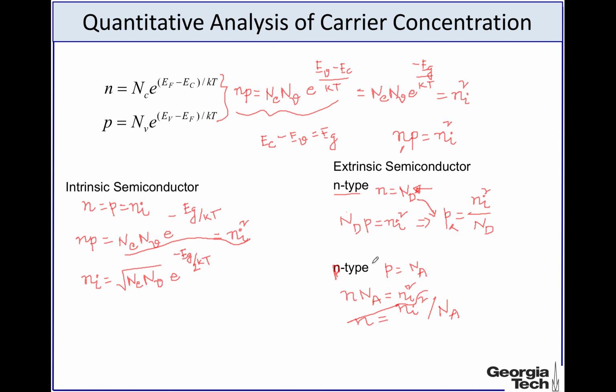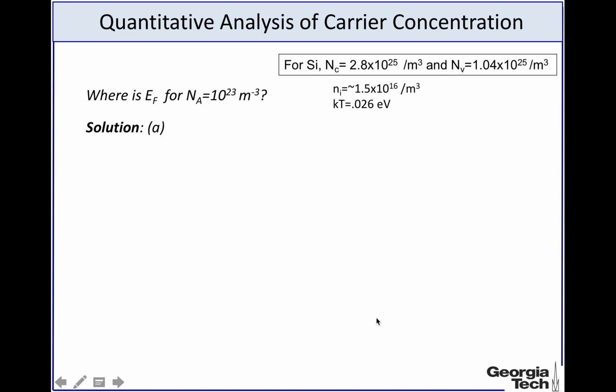Again, in a p-type material, the hole density is equal to the acceptor density. So the higher the density of acceptors, the higher the density of holes, and the lower the density of electrons in a p-type material. Alright, so now let's look at a numerical calculation.